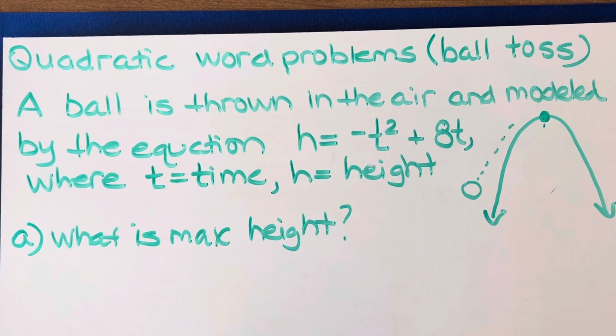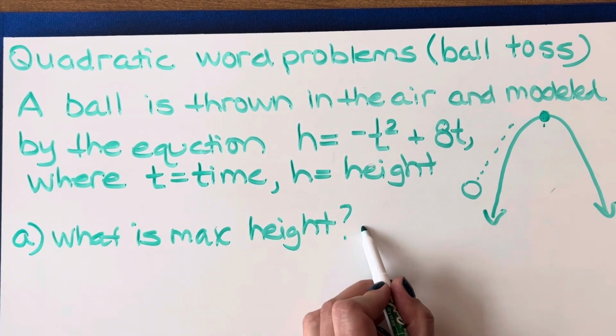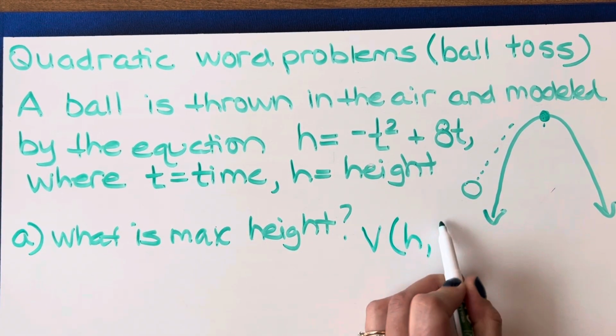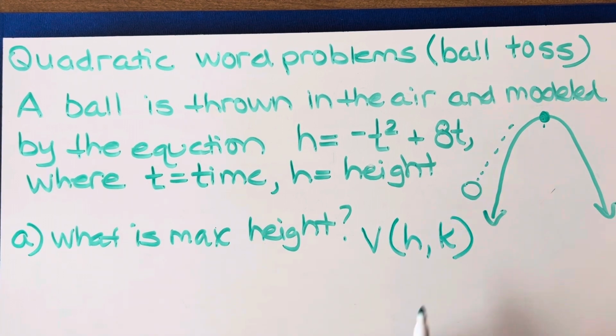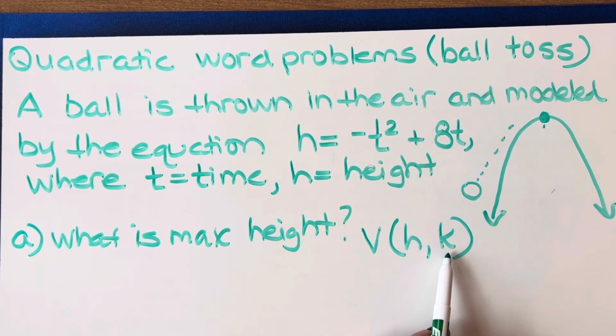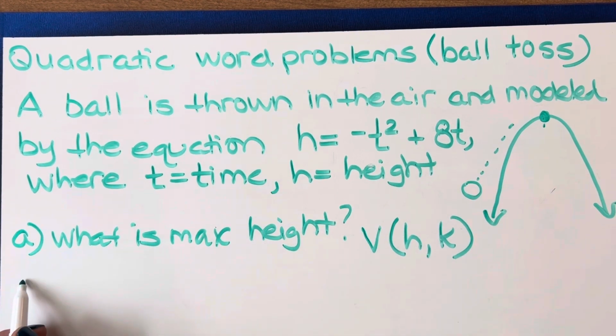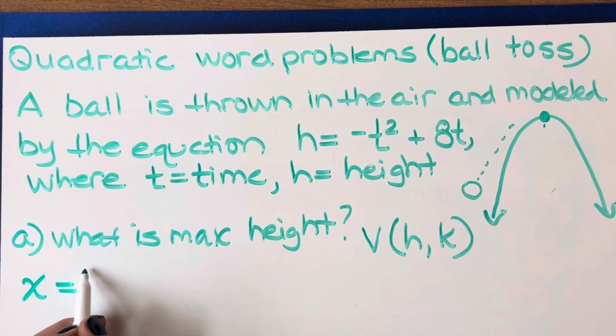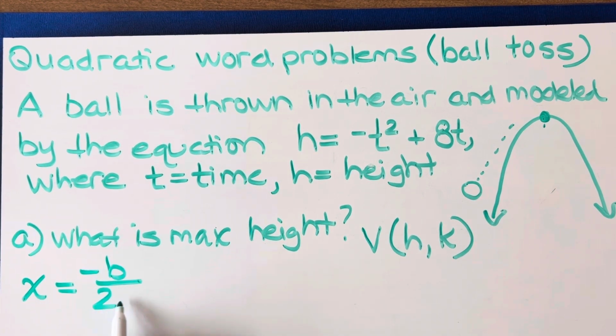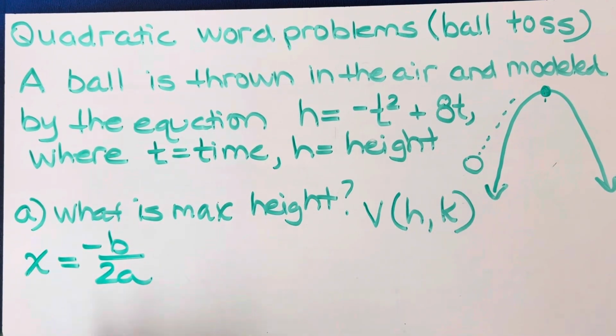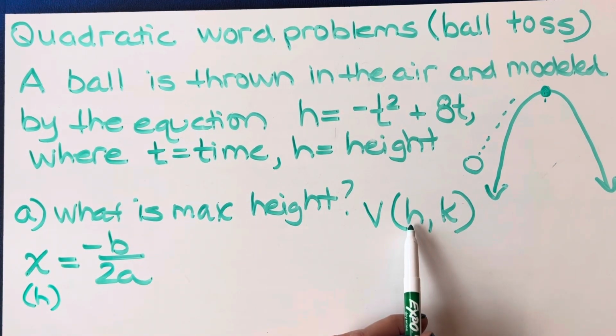So what I'm going to do is remember that our vertex is like an h, k point. And the h represents our independent variable, our k represents our dependent variable. So for this, I can use this little shortcut for quadratics to find the x, which in this case is kind of like our h. It gives me this first part of the vertex.